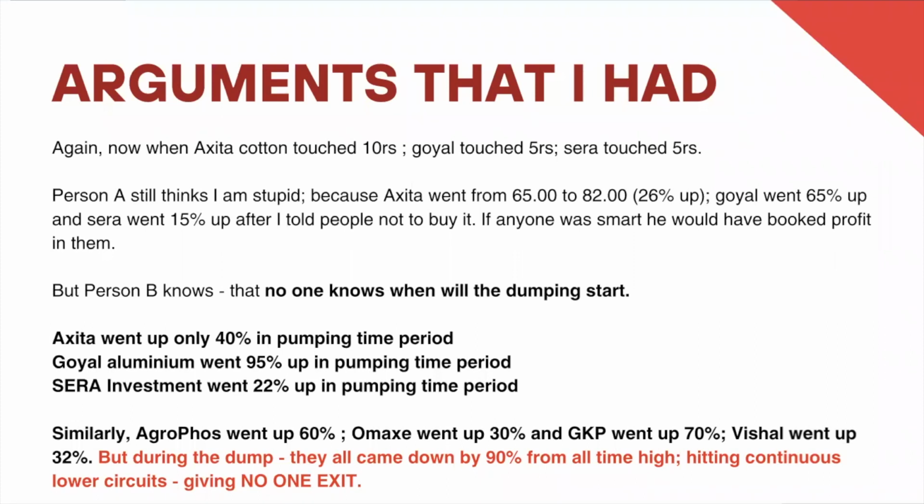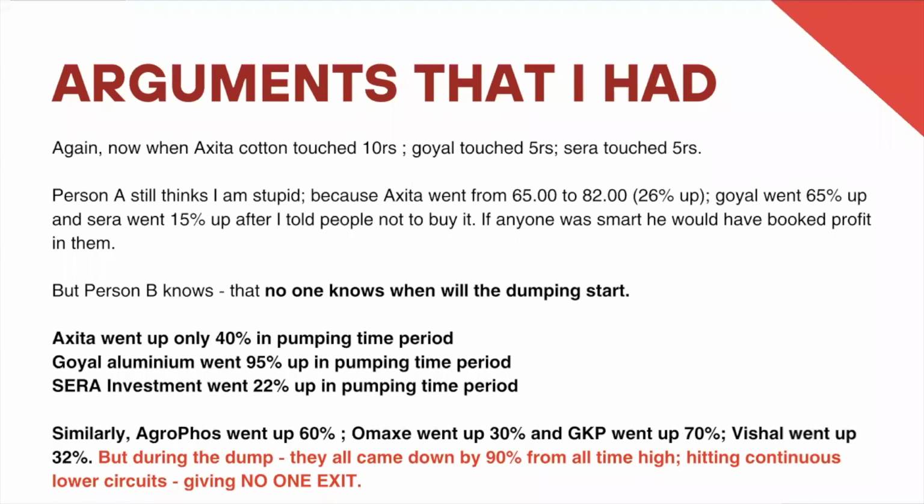Guess why? Because when I told people not to buy this share, the stock went from 65 to 82. The stock went up 26%. When I told people do not buy Goel Aluminium, the stock went up 65%. And when I told people do not buy Sera Investment, the stock went up 15%. Okay, so for him, I am still stupid because the stock went up after that. If people were smart they would have booked profit, as per person A.